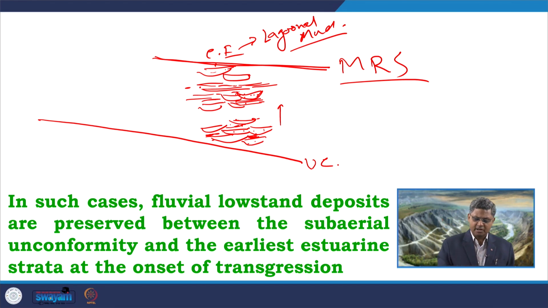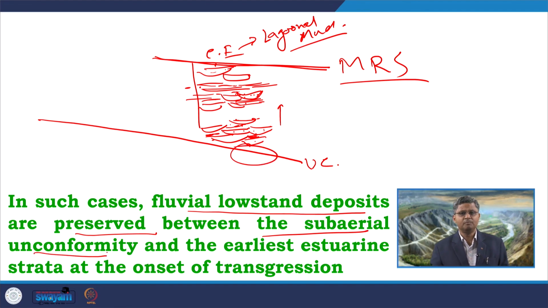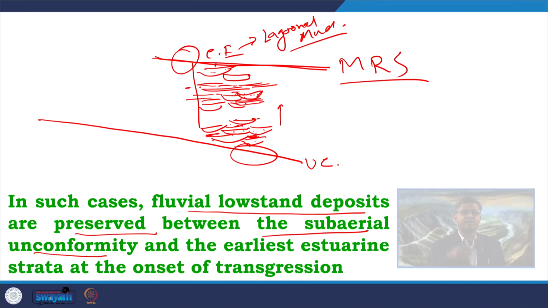So, we commonly expect the fluvial lowstand deposits to be preserved in this kind of condition, where the bottom surface is the subaerial unconformity, whereas at the top we get the earliest central estuary deposit, which marks the onset of transgression in that basin. In this kind of scenario we can get the best preservation of the LST fluvial deposits, where they have been covered by the estuary but are not affected by the ravinement processes.